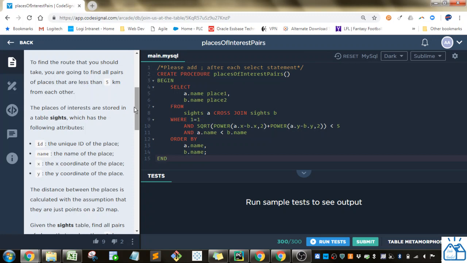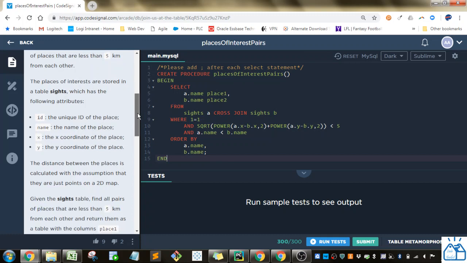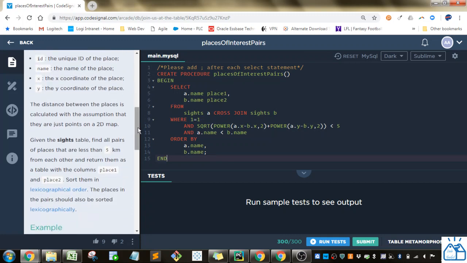Places of interest are stored in table sites, which has the following attributes. So it's got an ID, a name, and then an XY coordinate. The distance between the places is calculated with the assumption that they are just points on a 2D map. Given the sites table, find all pairs of places that are less than 5 kilometers from each other and return them as a table with the columns place 1 and place 2. Sort them in lexicographical order, basically alphabetical order. The places in the pairs should also be sorted lexicographically.